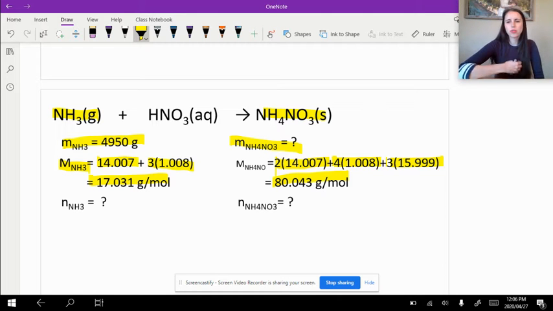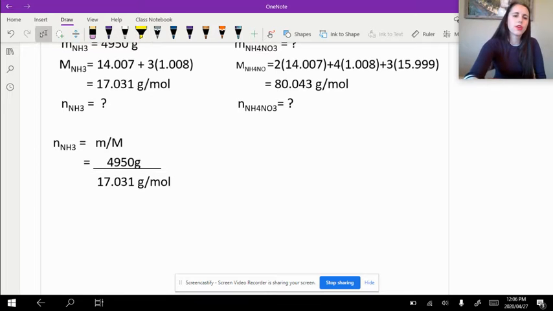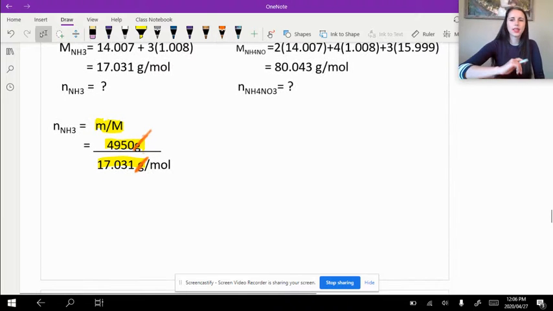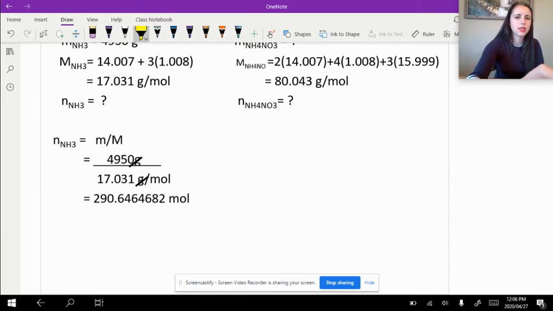I now have enough information to figure out my number of moles of NH3, which is what I'm going to do. In order to figure out number of moles, I'm going to take mass and divide by molar mass. So I'm going to take 4,950 and divide by 17.031. If I do this correctly, my units are going to cancel out. So grams are canceling, and that mole is going to flip to the top part of my fraction. So that's going to look like this. I've got 290 point that big long decimal moles.